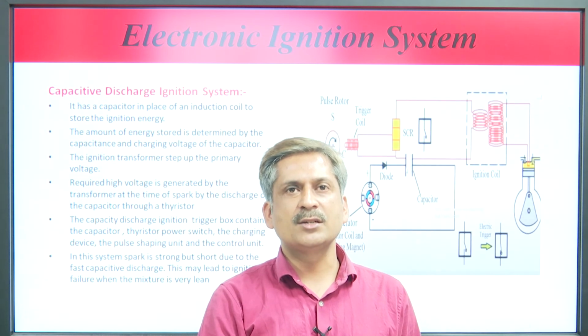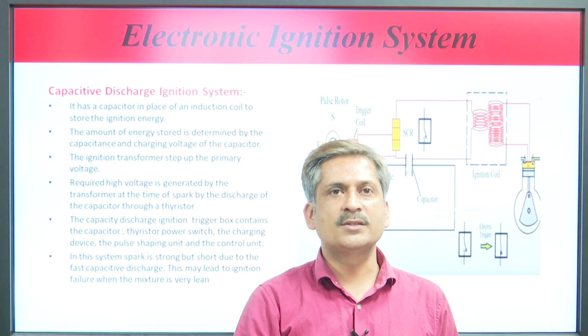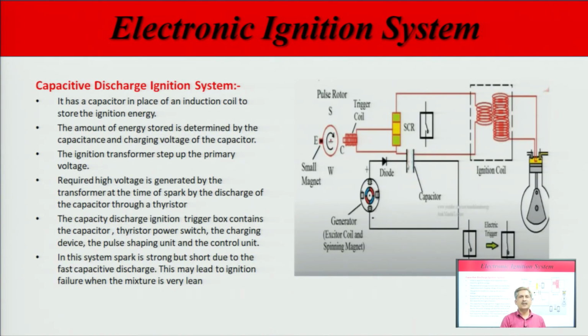Similarly, the capacitive discharge ignition system has a capacitor in place of an induction coil to store the ignition energy. The amount of energy stored is determined by the capacitance and the charge voltage of the capacitor. The ignition transformer steps up the primary voltage. The required high voltage is generated by the transformer at the time of spark, by the discharge of the capacitor through a thyristor. In this system the spark is strong but short due to the fast capacitive discharge. This may lead to ignition failure when the mixture is very lean.